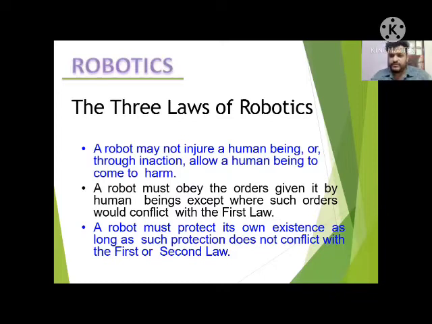Okay. To conclude, what is the zeroth law? The zeroth law says that a robot may not injure a human being. Then the first law says this robot should obey the orders given by humans. And the second law says that a robot should protect its own existence. Okay, those are the three laws of robotics: zeroth law, first law, and second law. I think it is very clear. It is very simple.